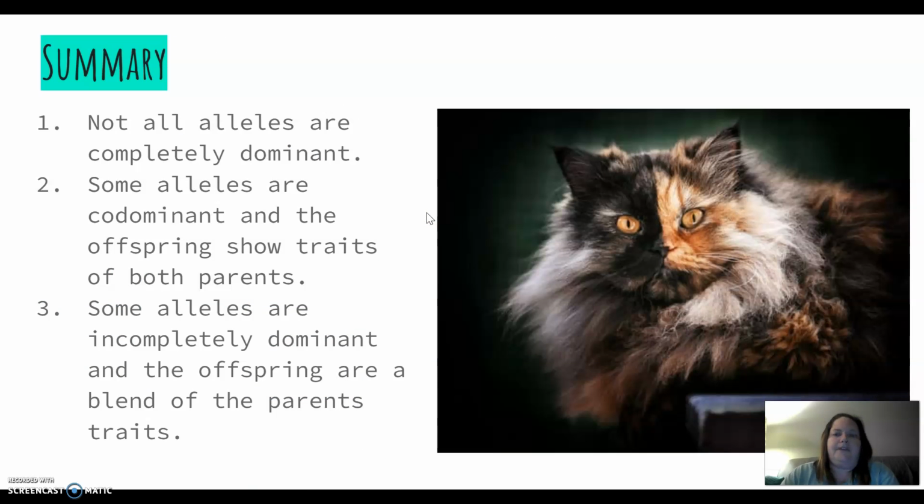All right, so our takeaway here: not all alleles are completely dominant. Some alleles are codominant and the offspring show traits of both parents. Codominant, remember, you see both traits. Some alleles are incompletely dominant and the offspring are going to have a blend. Usually with color, think of what would happen with red and blue. That's going to make purple. So you think of what those two things would look like blended together. All right, and that sums us up for lesson 5.3.